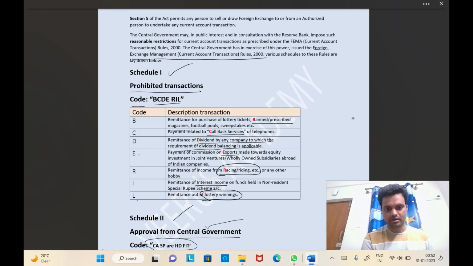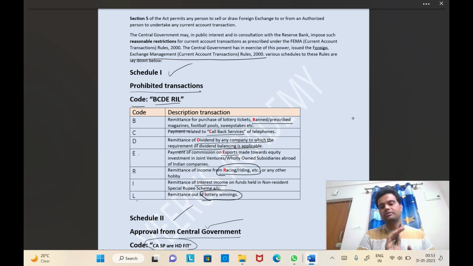Here lottery will come two times. Just a minute. First one is remittance for purchase of lottery tickets. Last one is remittance out of lottery winnings. Don't confuse. One is for the purchase of lottery tickets. Last one is remittance out of lottery earnings. That's all about the prohibited transactions.